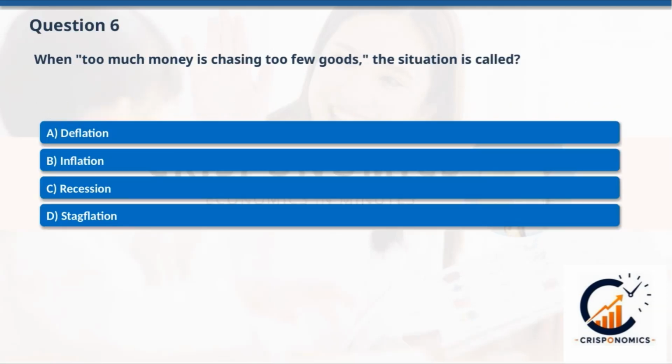Let's talk about a situation where there's too much money chasing too few goods. What do we call that? Is it deflation, inflation, recession, or stagflation? This question gets right to the heart of how money supply and demand affect prices. When demand outpaces supply like this, prices tend to rise. That's inflation. So the answer here points us toward understanding how economic forces push prices upward when goods become scarce.